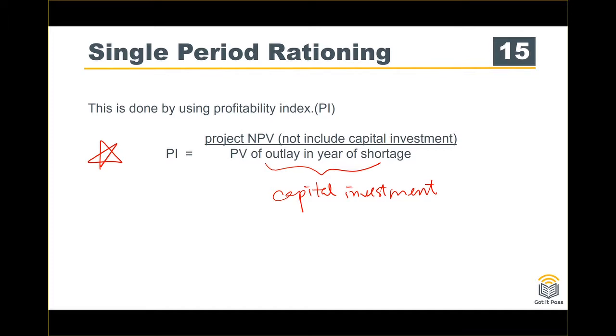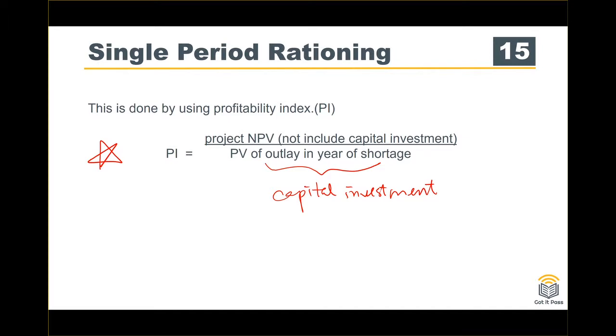Remember, we talk about single period rationing. What does single period mean? In single period rationing, it doesn't mean the project has only 1 year life. It may have more than 1 year life, but we select the project now. The projects may last for more than 1 year. Be careful of this concept.